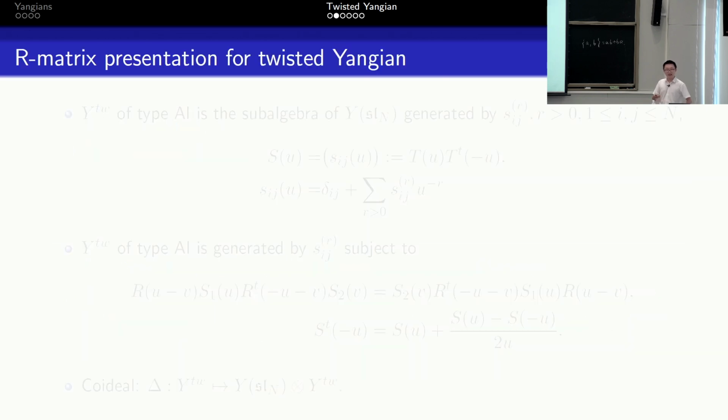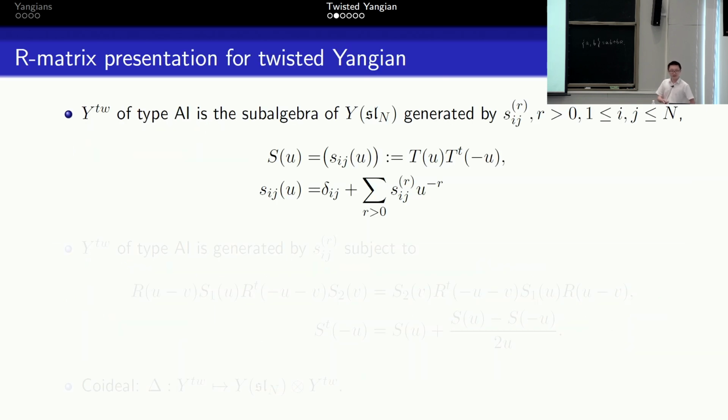Yeah. So let's take, for example, the type A1 case. The twisted Yangian is a subalgebra generated by these elements, and these S_ij^(r) are defined by this equation. If you look at the matrix entries of the right-hand side, it will tell you a way to write S_ij^(r) in terms of T_ij^(r). So then you have some subalgebra.